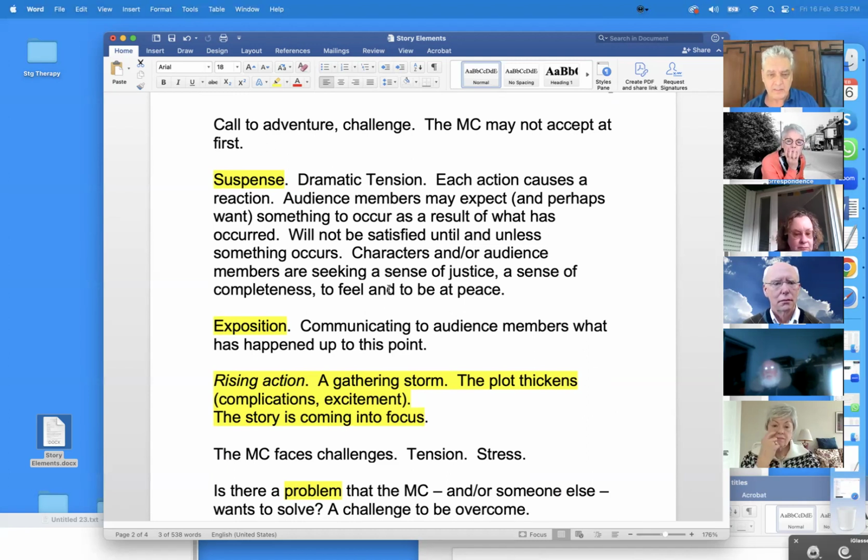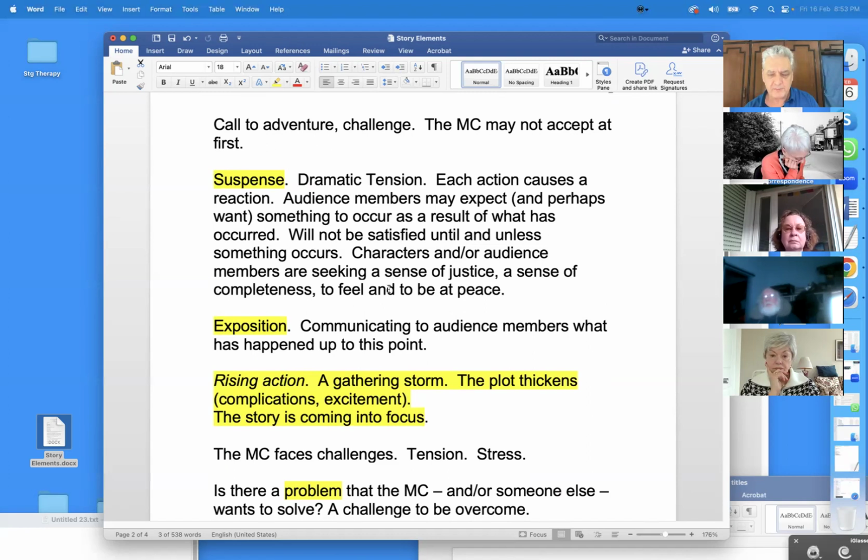So it may be a matter of seeking justice or completeness or feeling at peace, but the suspense is what we now expect and hope is going to happen. How is it going to happen? When is it going to happen? Along the way now, there may be a need for some exposition.